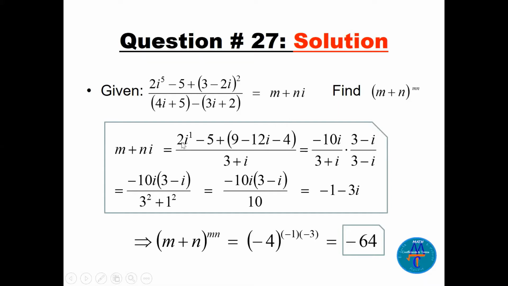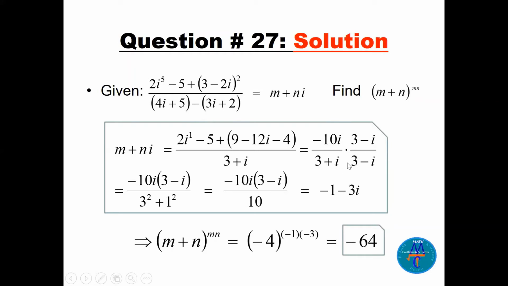So 2i, and then we have to simplify here. Everything is there. 9 minus 4 is 5, right? With the minus 5 cancelled. 2i with minus 12i is minus 10i. Only we have minus 10i over this addition here. 4i minus 3i is i. 5 minus 2 is 3. So 3 plus i now. So when you simplify the whole question, you get minus 10i over 3 plus i.